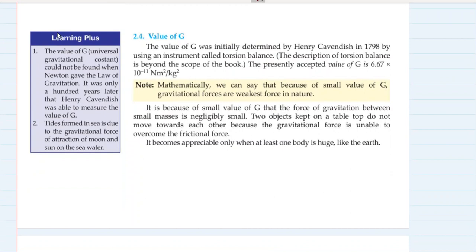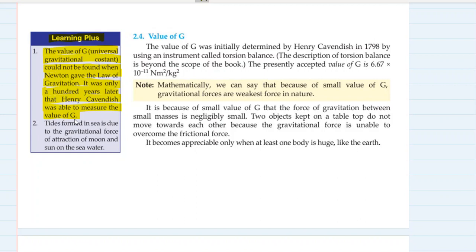First I will start with the learning plus part. The value of g, the universal gravitational constant, could not be found when Newton gave the law of gravitation. It was only 100 years later. This is important. I mistakenly told that Newton did this experiment of gold balls, but the truth is that 100 years later, Henry Cavendish was able to measure the value of g using that gold balls experiment. That is the story behind it.